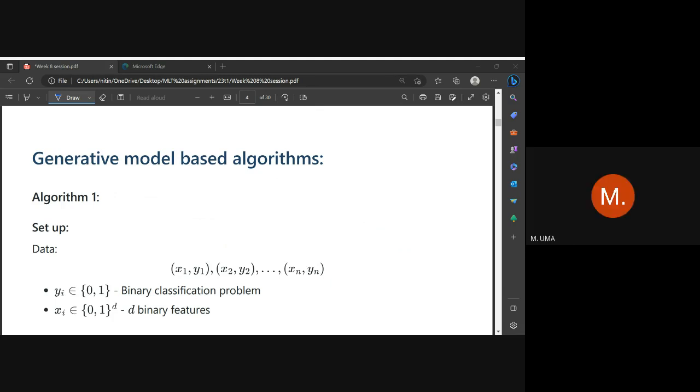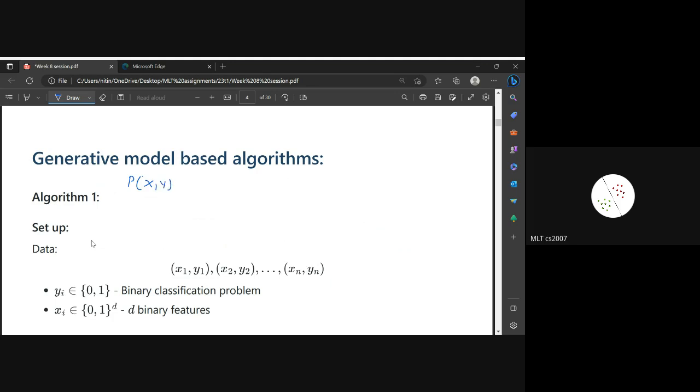Okay, so the main difference between generative and discriminative models is that in generative models, we try to find the distribution that generates the data itself, right? In simple words, in a generative model, we try to find the distribution of x and y, where y is the label and x is the features. So here in a generative model, we try to find the distribution of x and y.